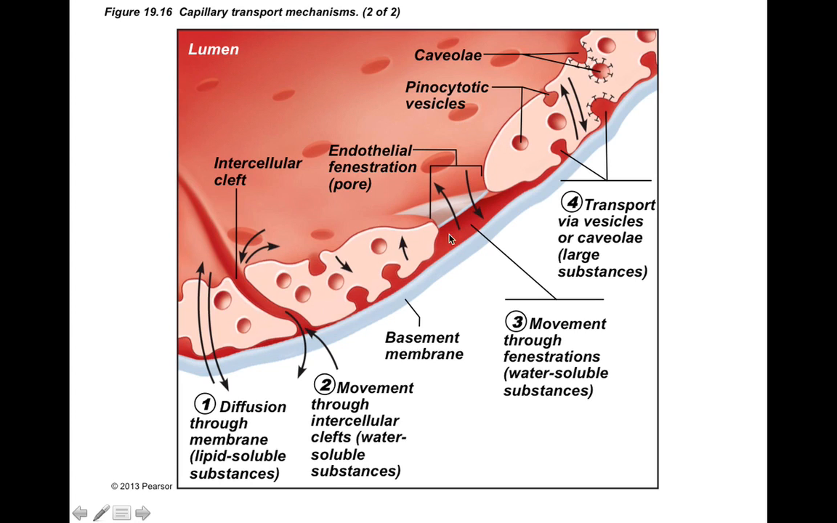So you can see that molecules can just move directly through fenestration pores. They can move between intercellular clefts. They can diffuse across membranes if they're lipid soluble. They can be transported through vesicles as well. And these are just showing all different ways that transport occurs across capillaries. And it makes sense. You need a lot of transport of materials and nutrients and wastes. So there's lots of different mechanisms to achieve that.